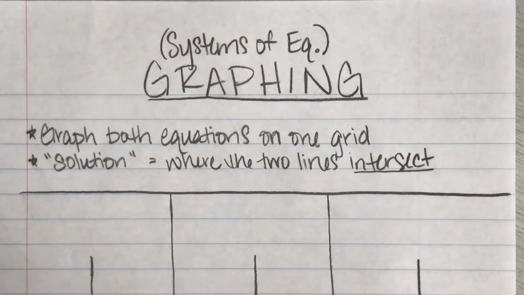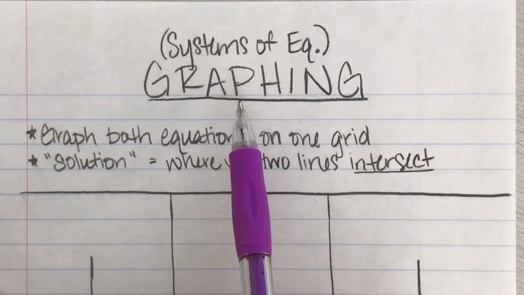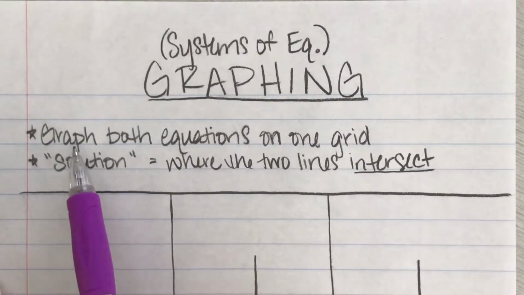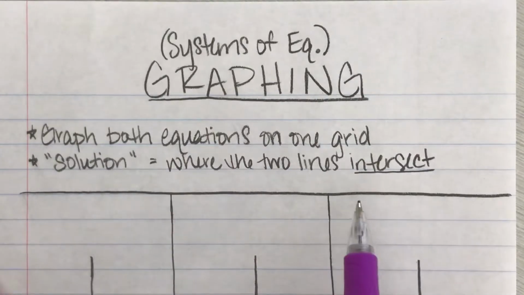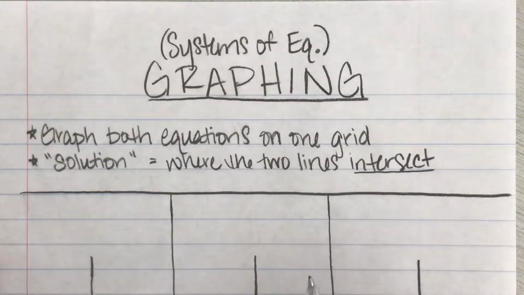So another way to solve systems of equations is by graphing them. What we're going to do is graph both equations on one grid, and the solution is just where the two lines intersect. Could not be simpler.